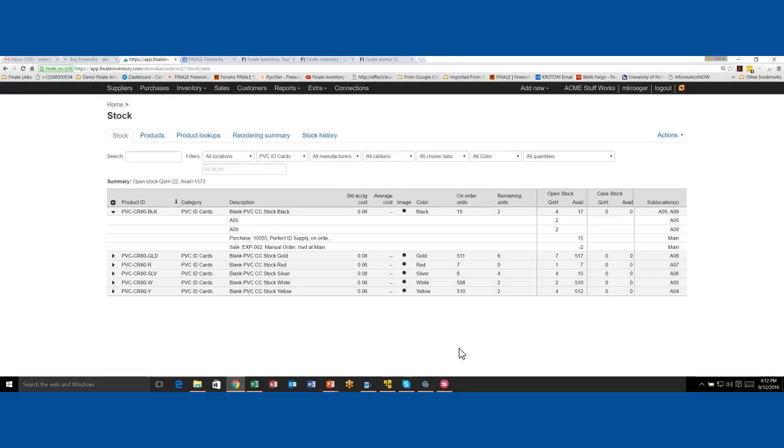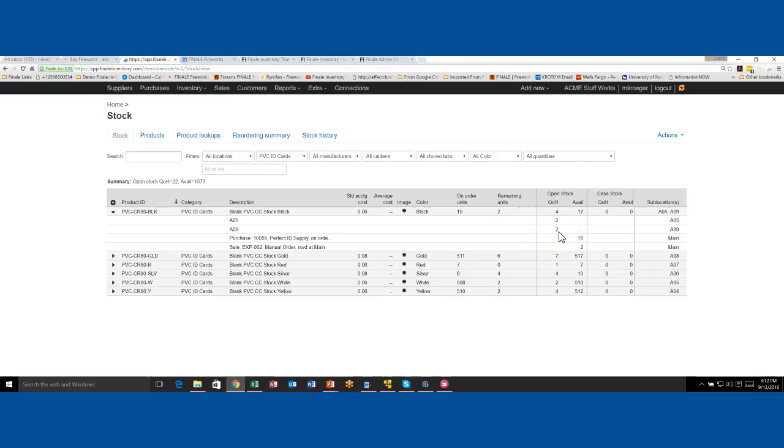When we say cycle count, it's basically where you would go into a location and you're only auditing what you scan. In other words, if you take a look here on the screen, we have these black PVC cards, and there are physically on hand 4 of them. But notice that they're in 2 different locations. They're in A5 and in A9. So there's 2 in A5, 2 in A9.